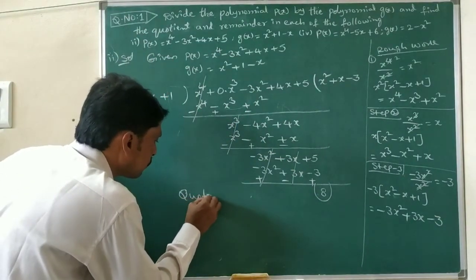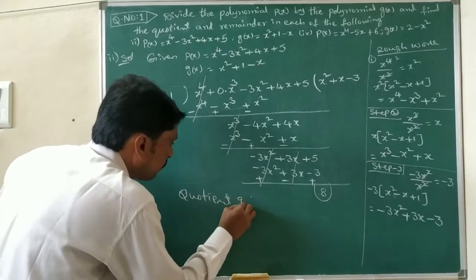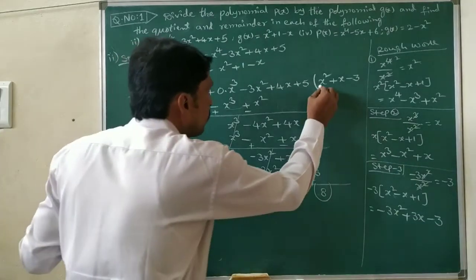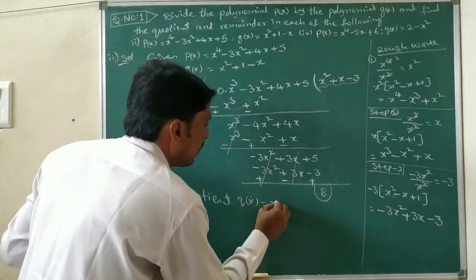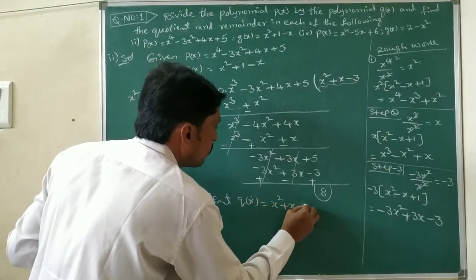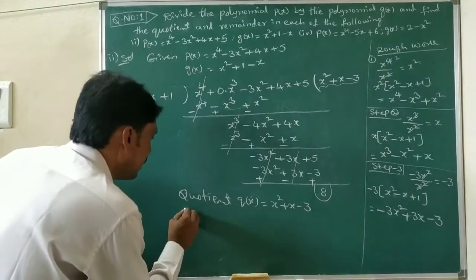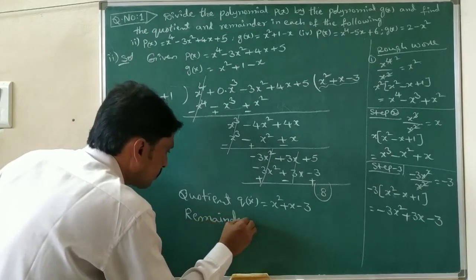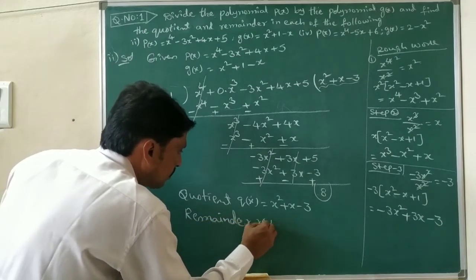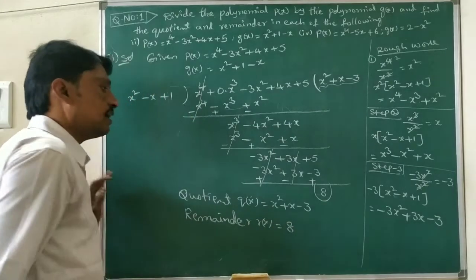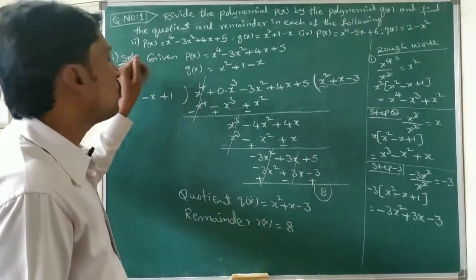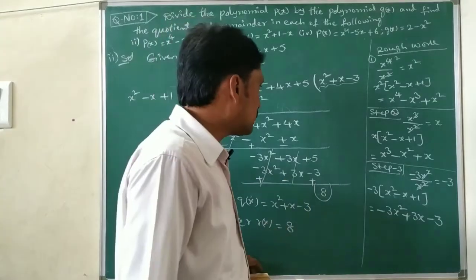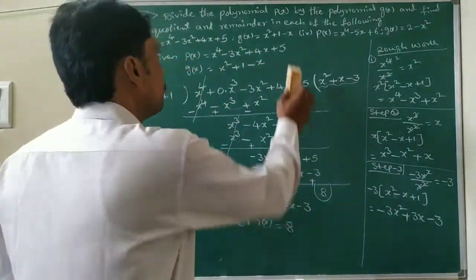Coefficient q of x equal, so what is the coefficient? That one we need to write, x square plus x minus 3, and remainder r of x equal, we got it here 8. This is about second problem. Now next, third problem.